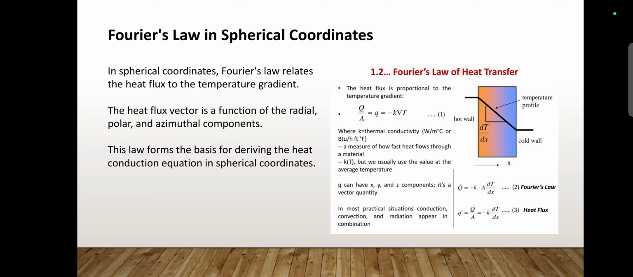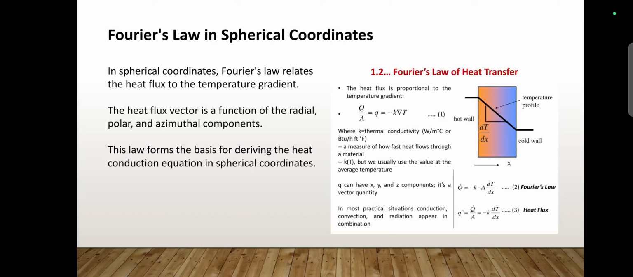Fourier law of heat transfer. The heat flux is proportional to the temperature gradient. Q by A equals minus K dT by dx, where K equals thermal conductivity, a measure of how fast heat flows through a material. We usually use the value of average temperature. Q can have X, Y, and Z components. It is a vector quantity.